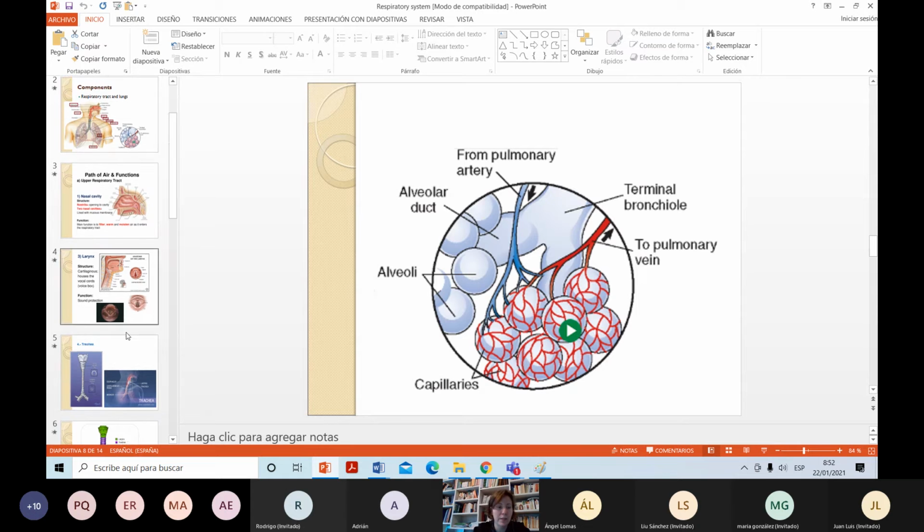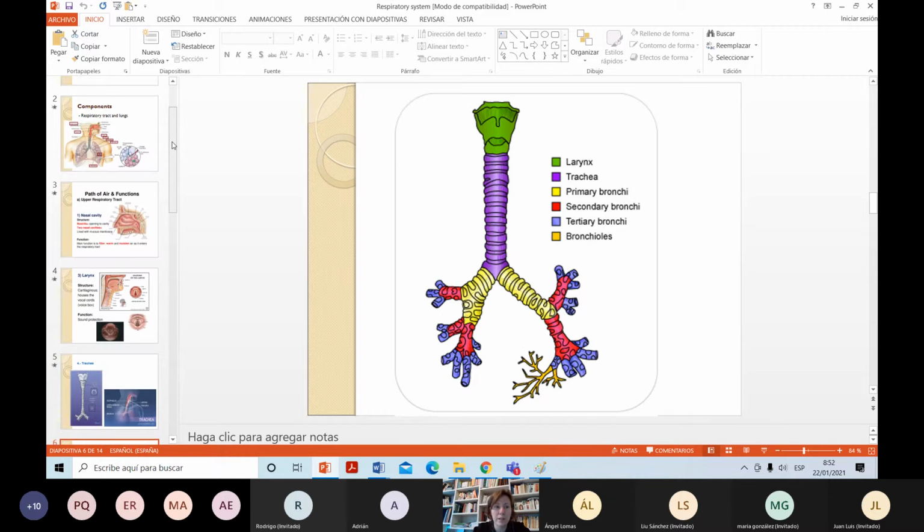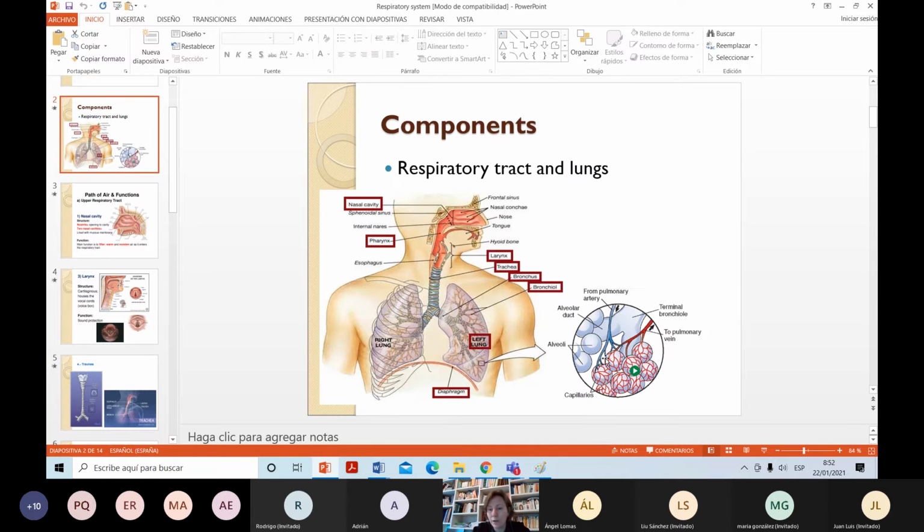Okay, so these bronchioli, each one will end up in one of these alveoli. Okay, alveoli, this would be the end of the bronchiole. Bronchiole ends up in this alveoli.